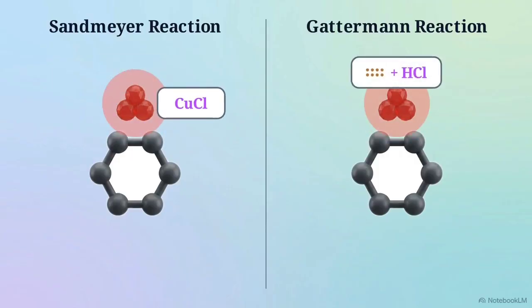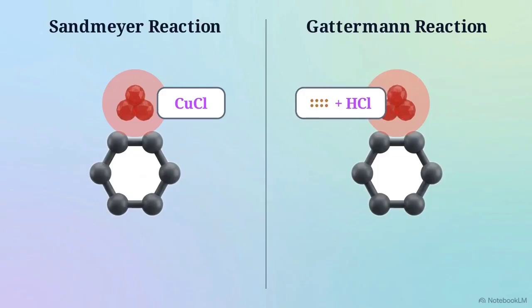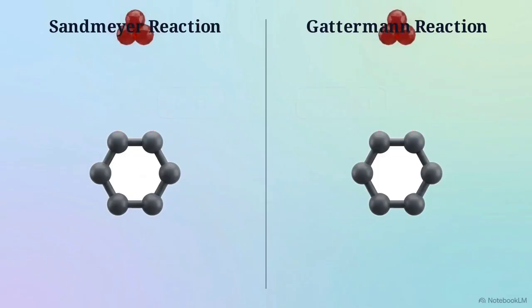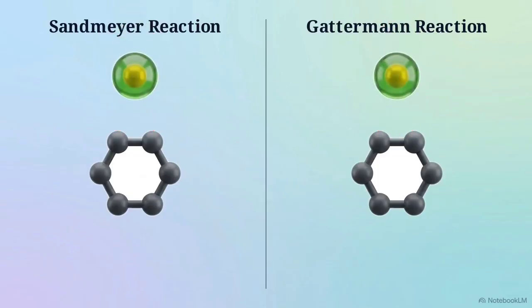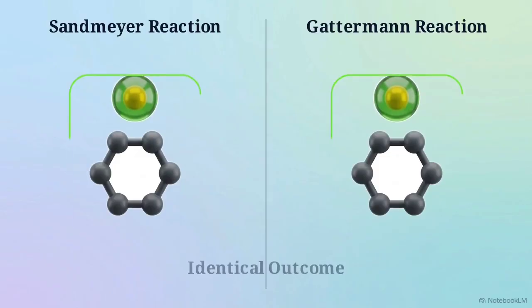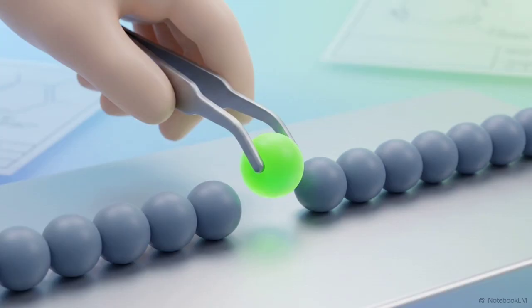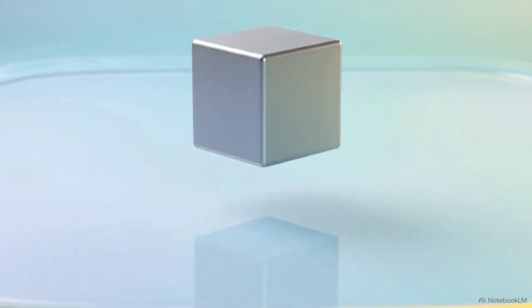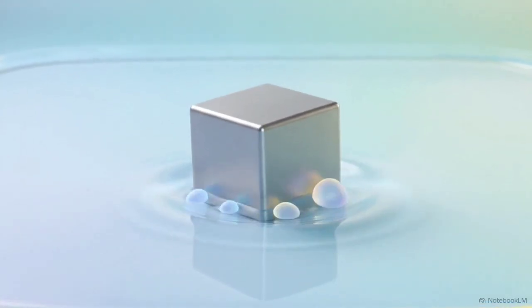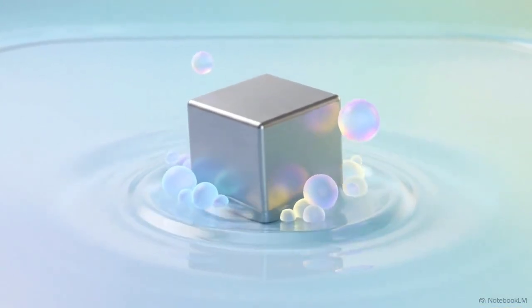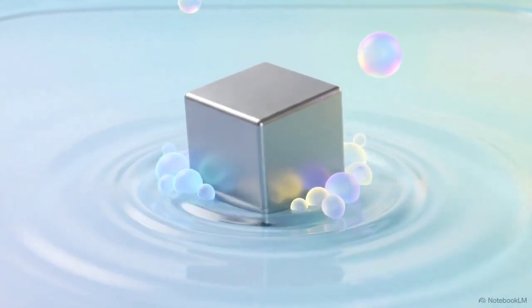Sandmeyer uses a copper salt for the exchange. Gattermann uses copper powder and halogen acid. In both, the diazonium group is displaced, allowing the new halogen to bond. Sometimes the objective is to remove the halogen entirely, to fuse two separate carbon molecules together. This fusion process requires sodium metal suspended in a dry ether environment.